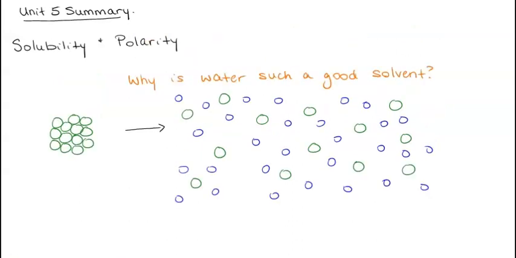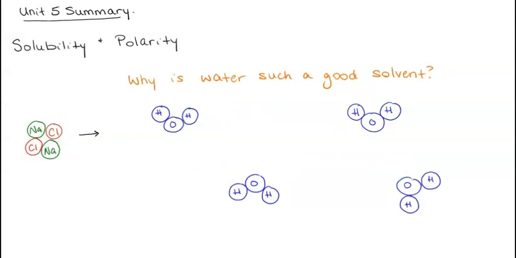Let's take a closer look at solubility and water's polarity with an example. Let's look at ionic sodium chloride. When an ionic compound dissolves, it dissociates or separates into its individual ions. We know that ions are charged particles. Now, water molecules don't have a charge, but they are polar covalent molecules, which means they have a more positive end and a more negative end, which gives them what we call partial charges.